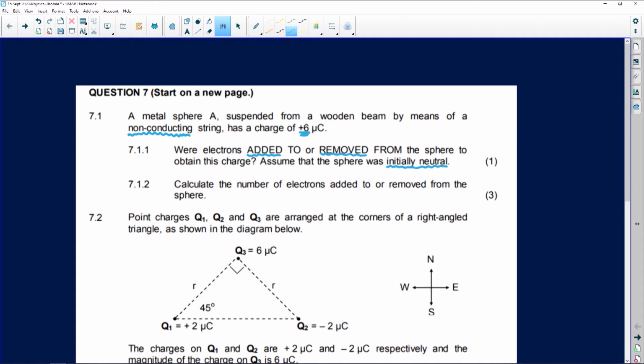In this case, when we have a positive charge, it means that electrons were taken away. Let's go back to the carbon. If we have carbon, it's got an equal number of electrons and protons. I give away my electrons. I give away 1, I give away 2, I give away 3. My electrons keep getting less and less, meaning I am more positive than negative. So a positive charge means my electrons were removed, and that is why it is positive.